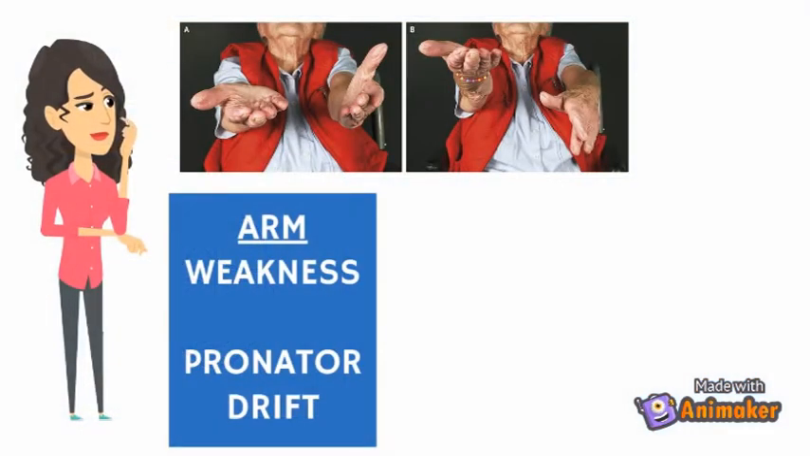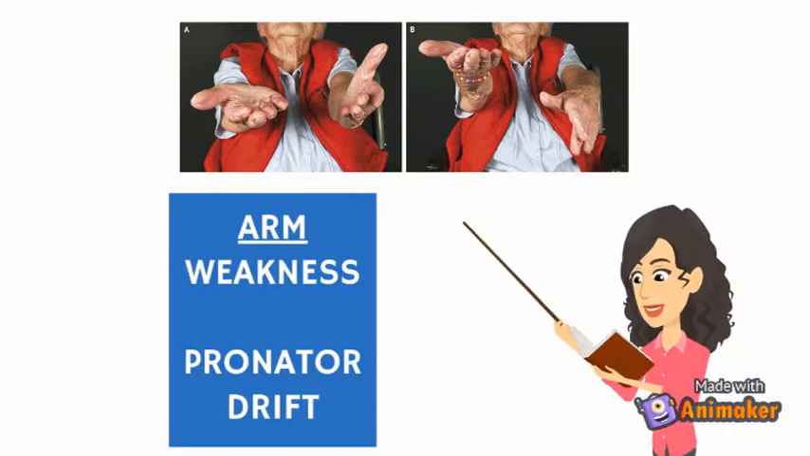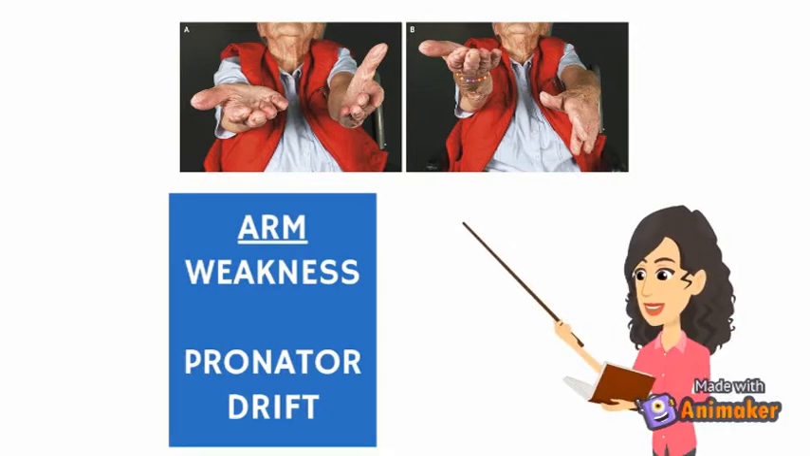A is for arms. Ask the person to raise both arms. Does one arm drift downward, or is one arm unable to rise?